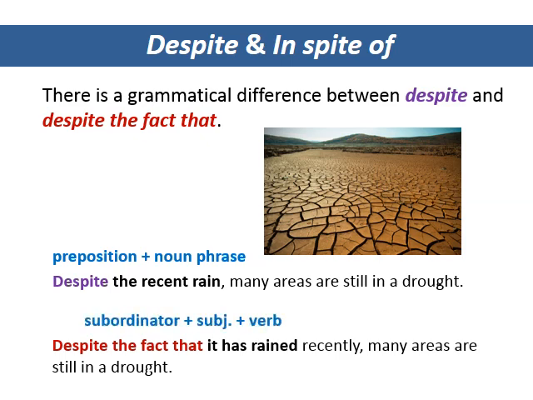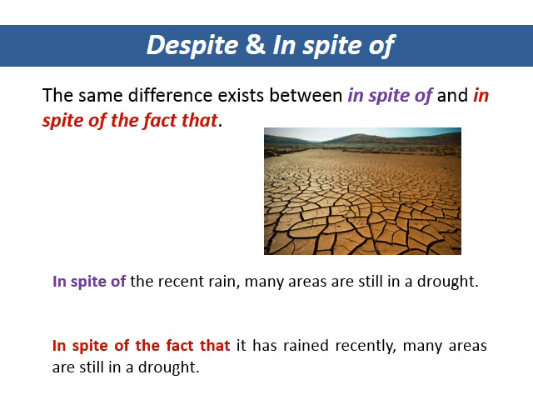In the second sentence, despite the fact that functions as a subordinator, which is followed by the subject it and the verb has rained. We are using it as part of an adverb clause. The same grammatical difference exists between how we use in spite of and in spite of the fact that. In spite of functions as a preposition before a noun or noun phrase, whereas in spite of the fact that is a subordinator that is part of an adverb clause of concession.